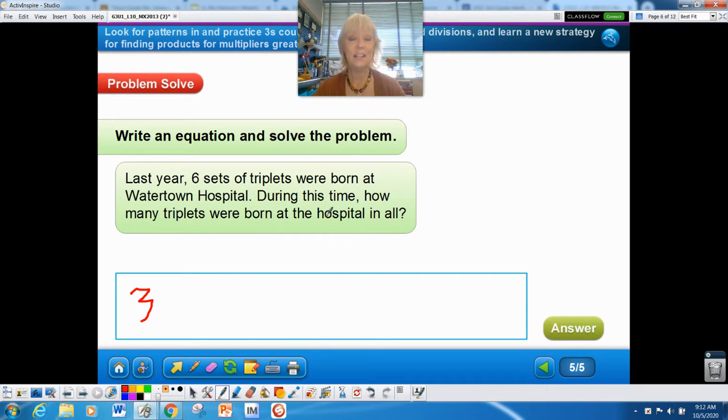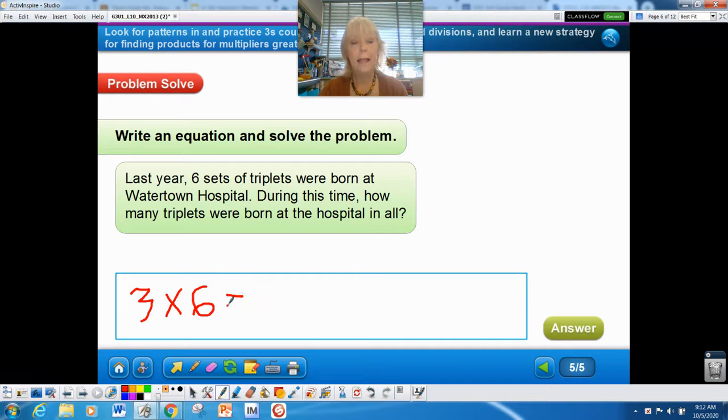And what are we doing? What's the operation? Are we going to make this bigger or smaller? So it says that we have 6 sets of triplets, which means we have to add 3. We have to multiply 3 by 6, or add 3 6 times. So if we take 3 and we're going to multiply it, the multiplier here is going to be 6.